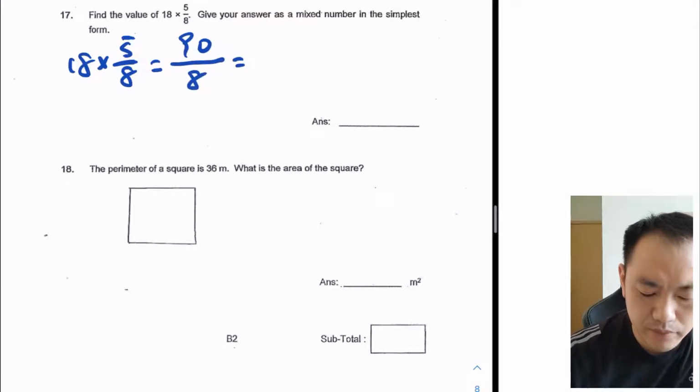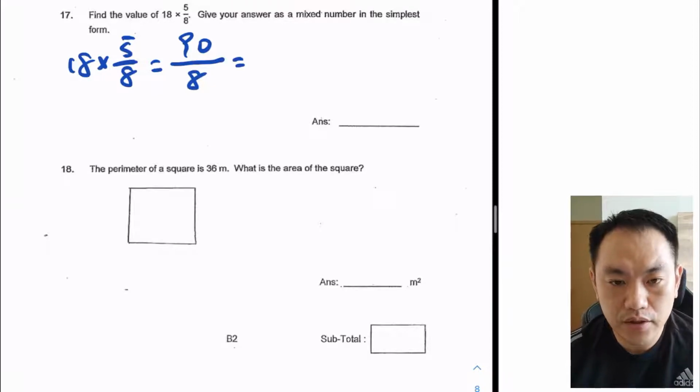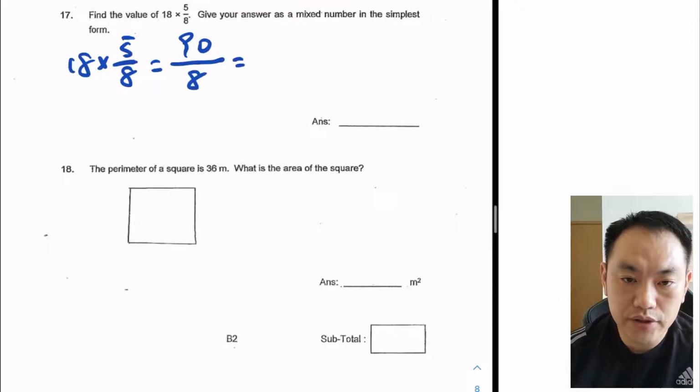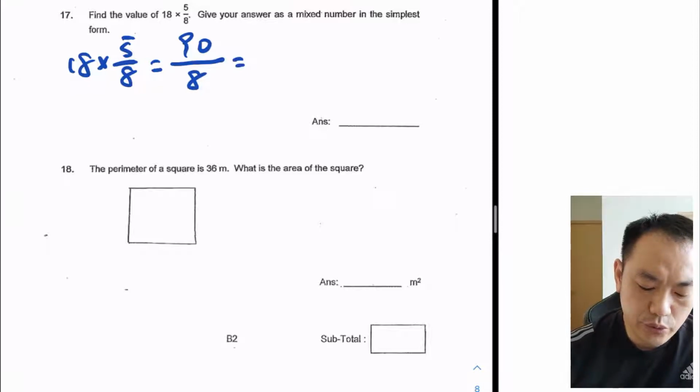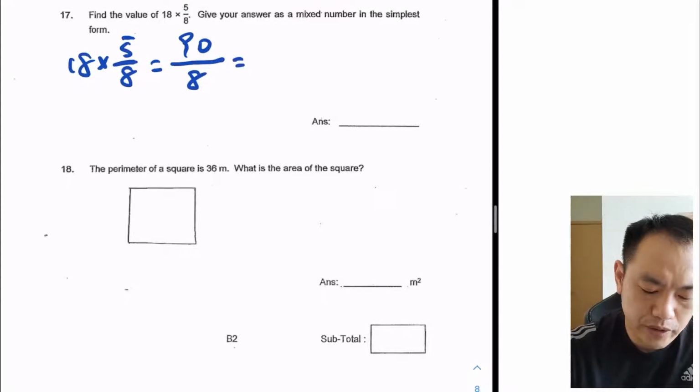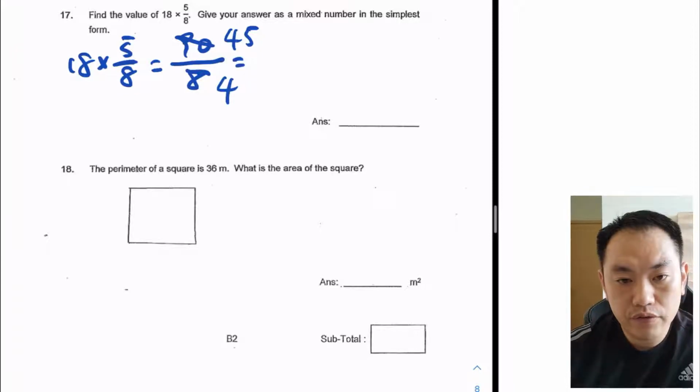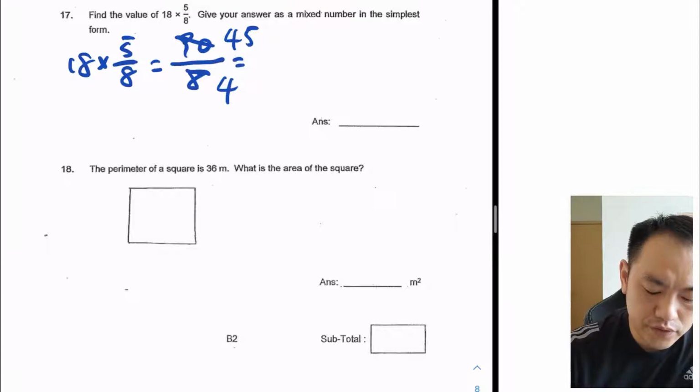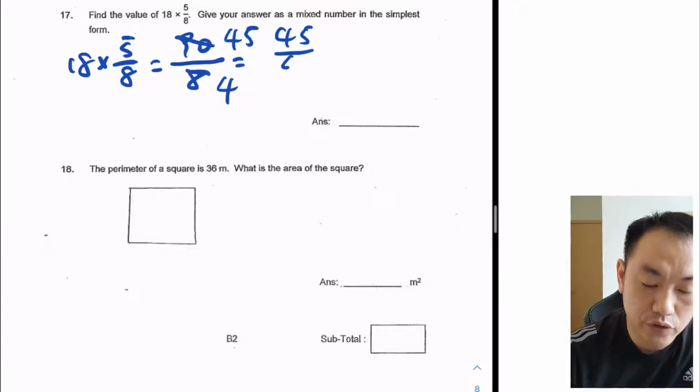90 has a last digit of 0, which is an even number, and 8 is also an even number. So you will be able to know they have a common factor of 2, so you can simplify by 2. 90 divided by 2 is 45, and 8 divided by 2 is 4. 45 and 4 don't have a common factor, so the answer is 45 over 4.